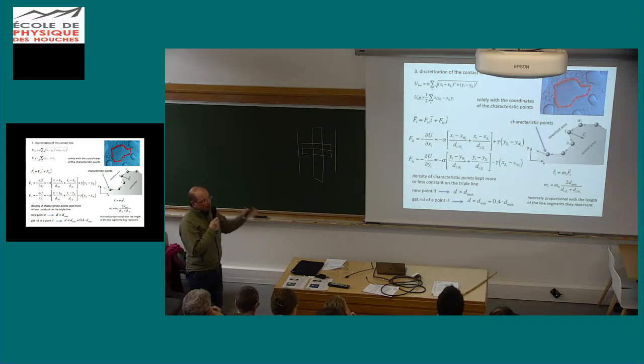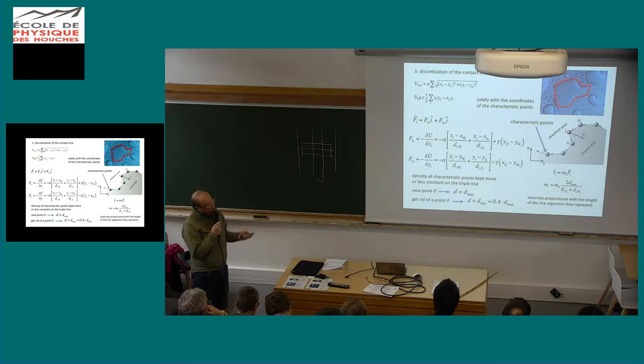In order to make the simulation go well, due to the contraction of the liquid, the triple line is changing its length, so you want to keep the density of the characteristic points constant. So from time to time, you can introduce new characteristic points if the distance between them becomes too large, or you can get rid of characteristic points if the distance between them gets smaller. So you have a maximal cutoff. If the distance becomes bigger than this maximal cutoff, then you put in a new point. If it is smaller than the minimal one, then you just take out one point. Okay, so in fact, the idea is very simple.